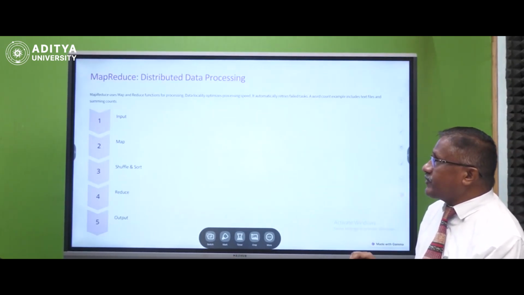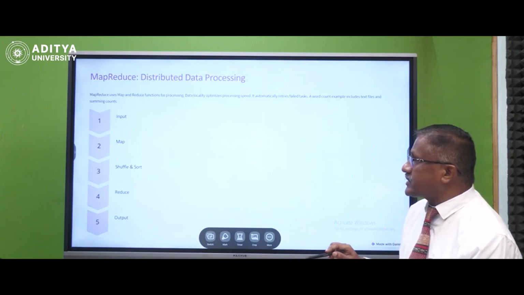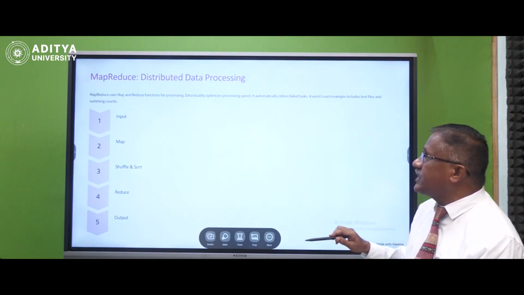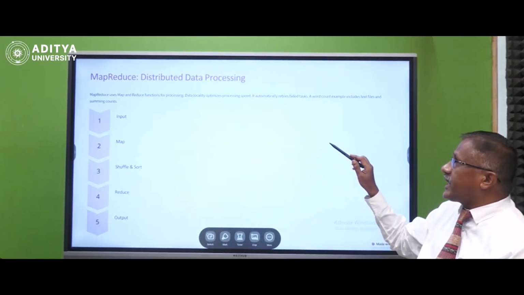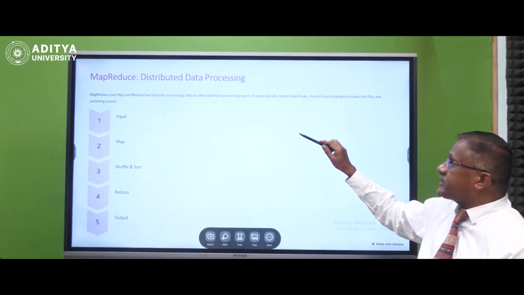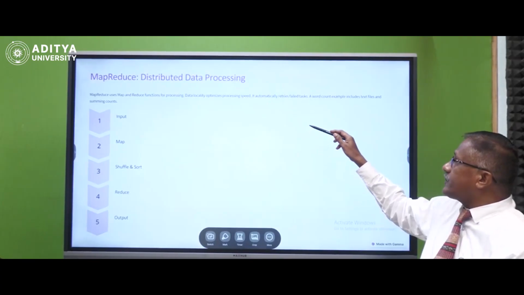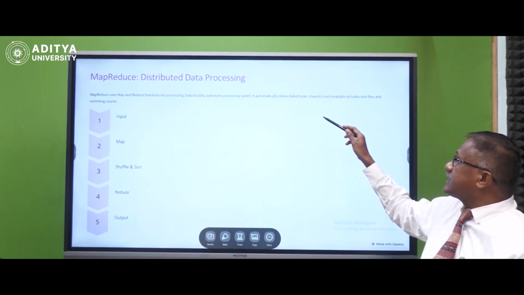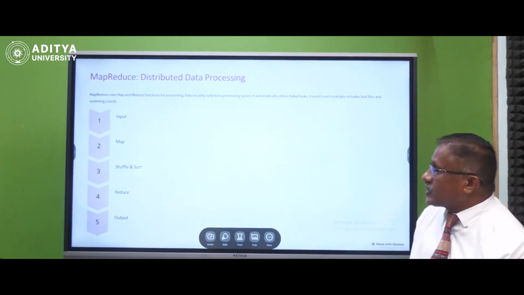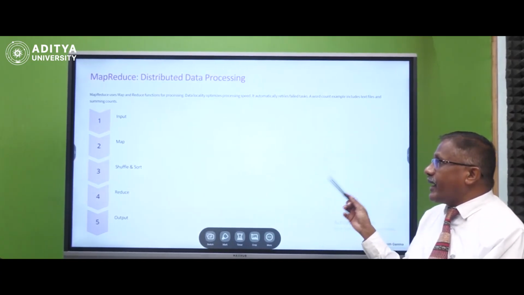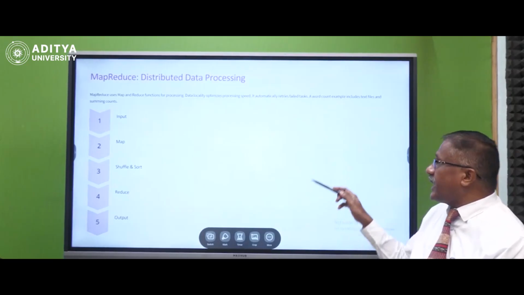MapReduce is the second one: input, map, shuffle and sort, reduce, and output. MapReduce uses the map and reduce functions for the processing of data. Data locality optimizes the processing speed and it automatically retries failed tasks. Word count is an example, taking text files and summing counts. So these are the 5 steps: input, map, shuffle and sort, reduce and output.